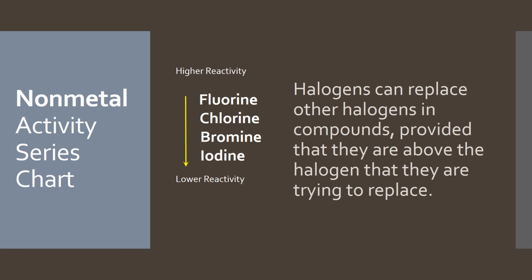The same idea occurs for nonmetals. So in nonmetals, halogens can replace other halogens, again provided that they're above the halogen that they're trying to replace. So fluorine will replace all of them. Iodine is the least reactive, so it won't replace any of the ones above it.